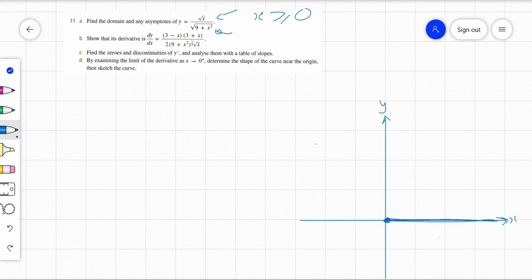vertical asymptote. But if we did look at the limit as x gets bigger and bigger and bigger, which will win, the bottom or the top? Clearly the bottom will, because it's the square root of x squared. 9's not going to matter once we get really big. Square root of x squared is x. So you've got a root x over an x, so the bottom's going to grow faster. So y is going to go towards 0 as x gets bigger and bigger and bigger.